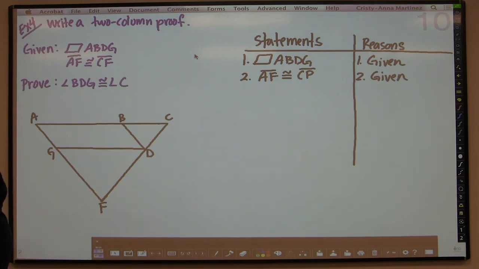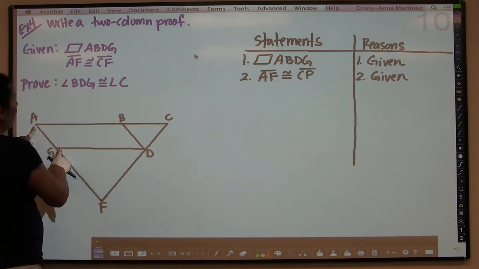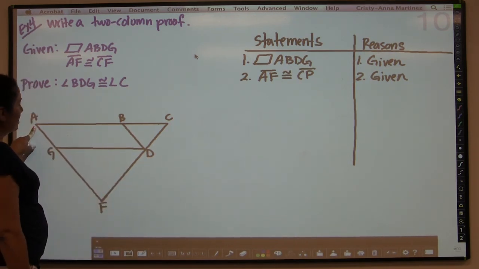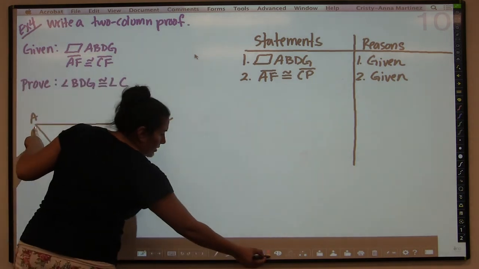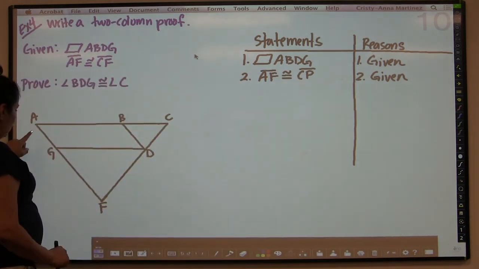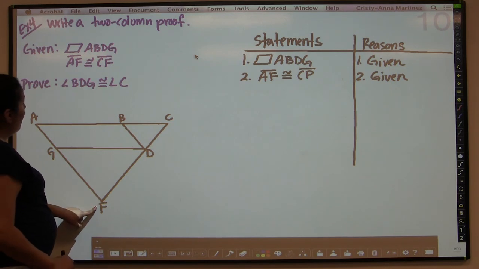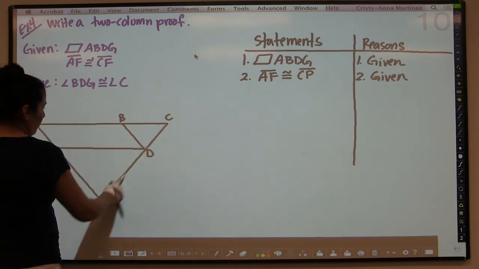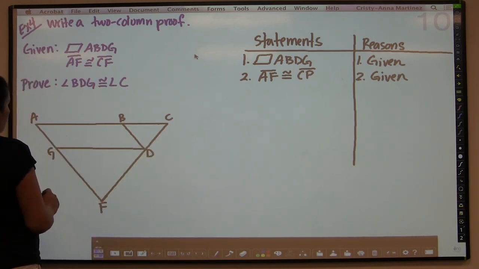It says write a two-column proof. We are given the parallelogram ABDG. So here's ABDG, and we know that AF is congruent to CF. AF is this segment here. AF is congruent to CF.